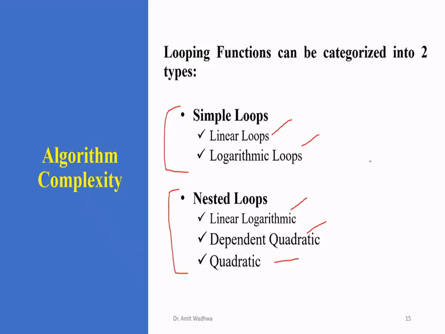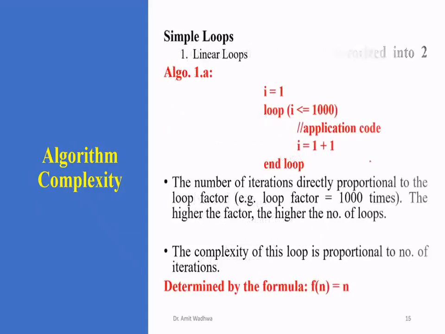So how we can represent or understand what is a simple loop, linear loop or logarithmic loop, we'll discuss that with the help of some examples now. So first example is of simple loops, and under that we'll discuss the linear loop. So what can be a linear loop? In a linear loop, the number of iterations are directly proportional to the loop factor.